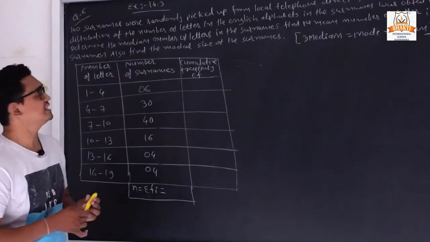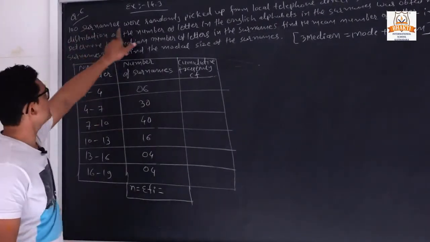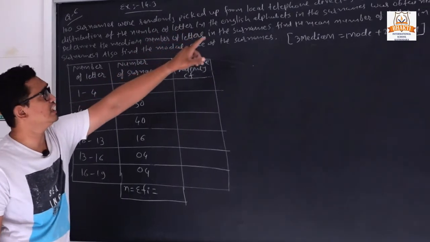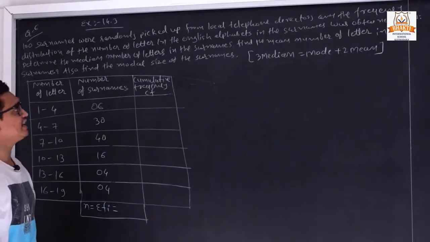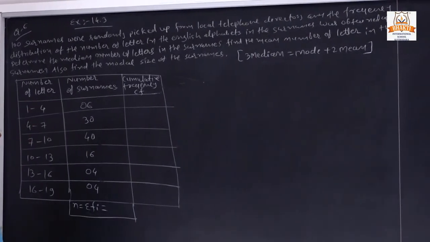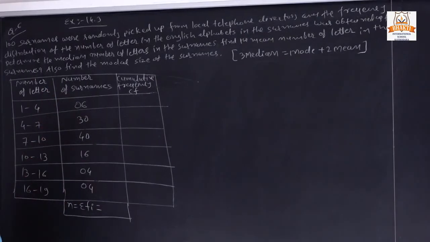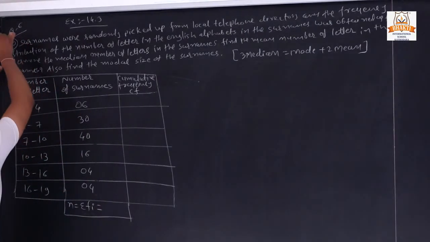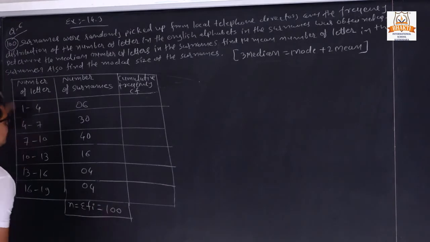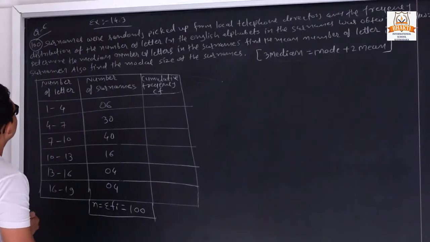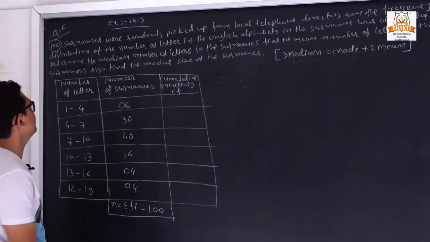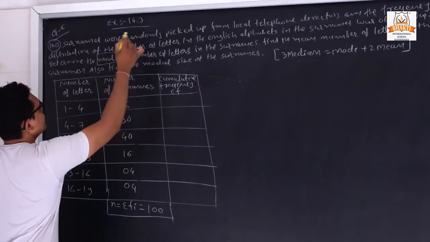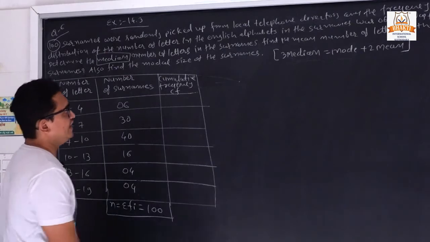14.3, question number 6. 100 surnames were randomly picked up from the local telephone directory, and the frequency distribution of the number of letters in the English alphabet in a surname was obtained as follows. The table is given, and it already says the total number is 100. So here we can put 100. Then they are asking to determine the median number of letters. So first of all we need to find out the median, and also find the mean.